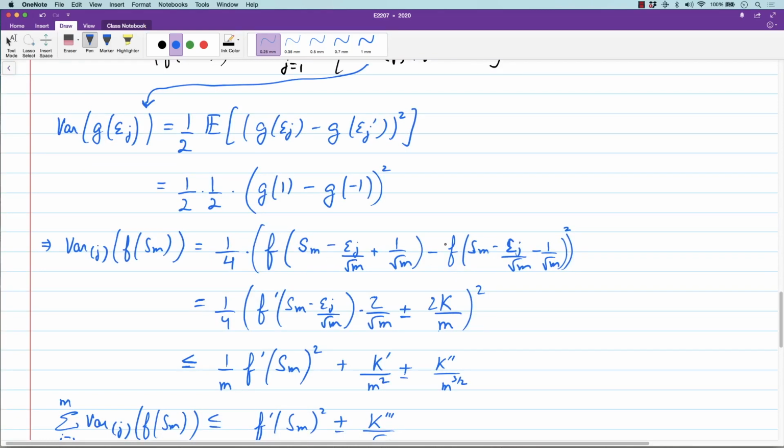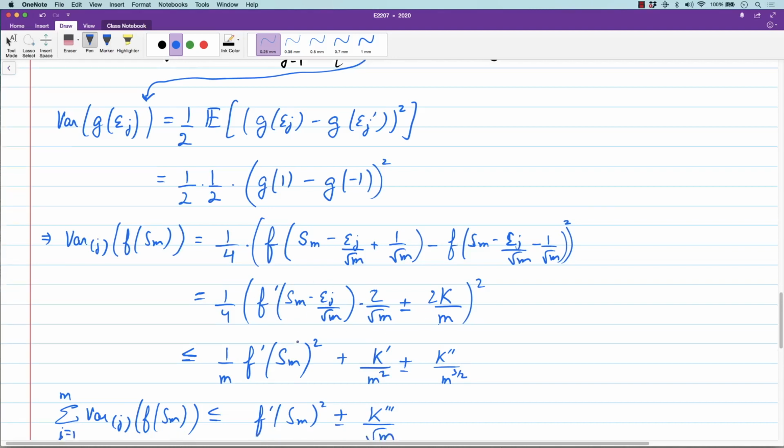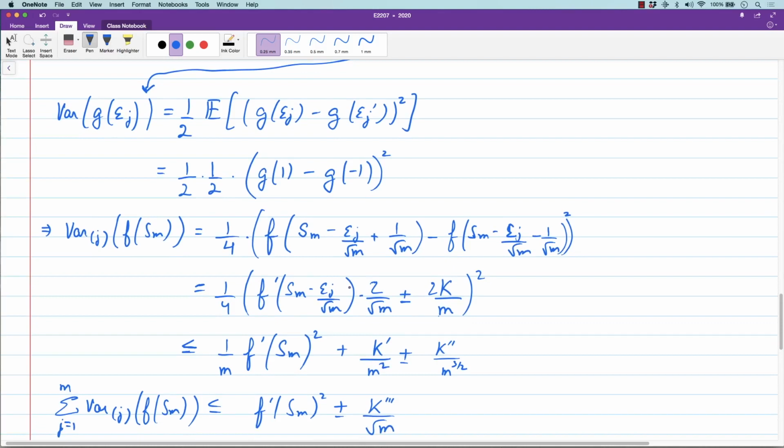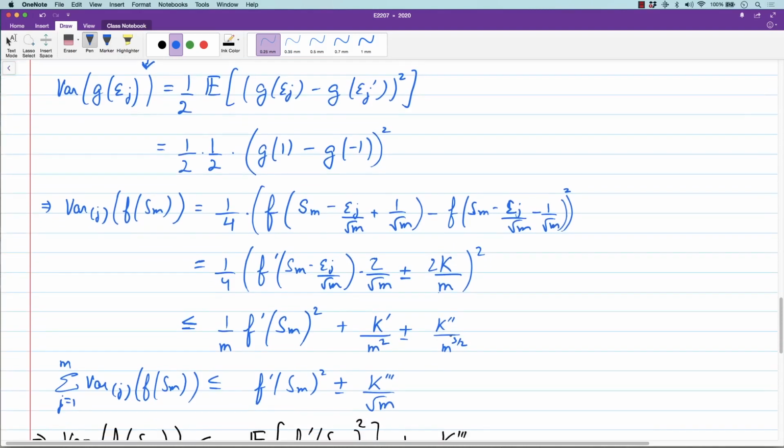This Efron-Stein relates the variance of f to the change in f when you change one of those random variables, and that we could control by the fact that f was continuously differentiable, and therefore we can use Taylor series approximation. In fact, f was twice continuously differentiable, so we could use Taylor series approximation here.